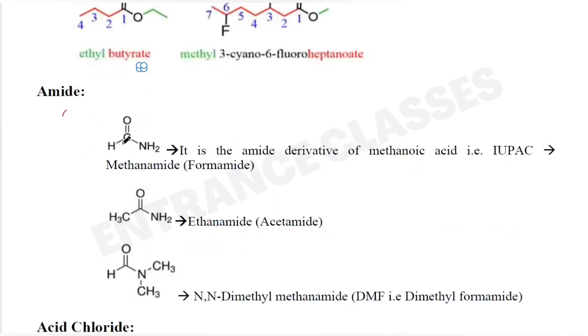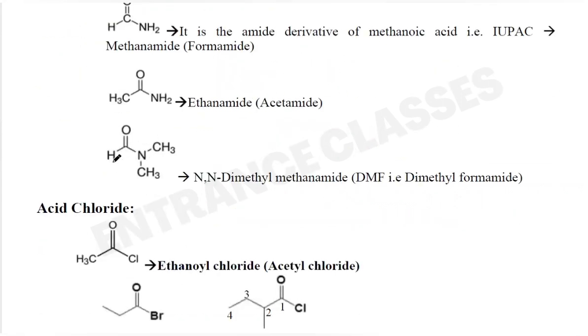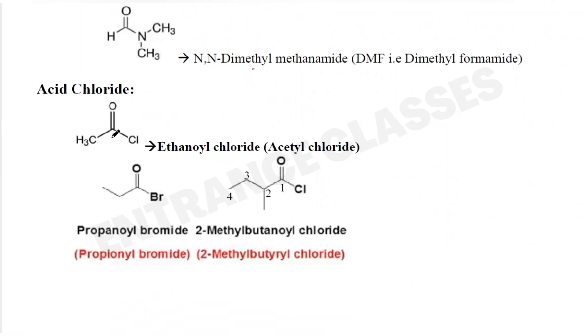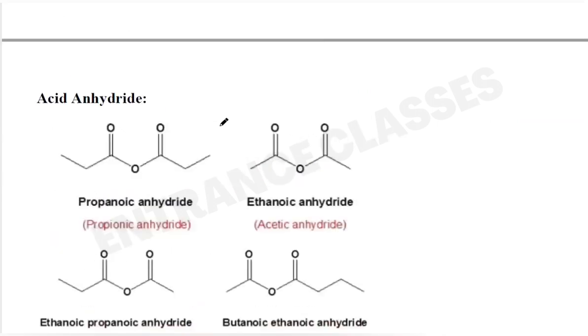Now amide, 1 carbon amide is formamide, in IUPAC is methanamide, this is ethanamide, N,N-dimethyl formamide, practically N,N-dimethyl methanamide in IUPAC. Now acid chloride should be named in this way. 2 carbon containing acid is acetic acid, that is ethanoic acid, so ethanoyl chloride. It is propanoyl bromide. This is 2-methyl butanoyl chloride. Very simple.